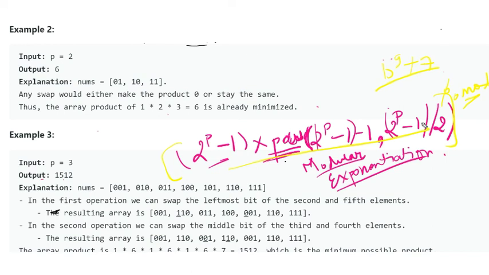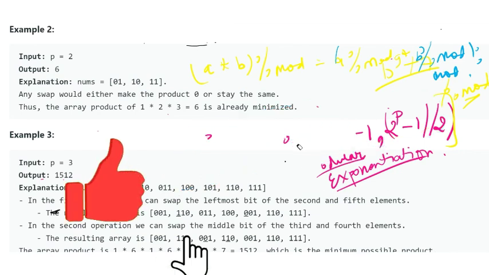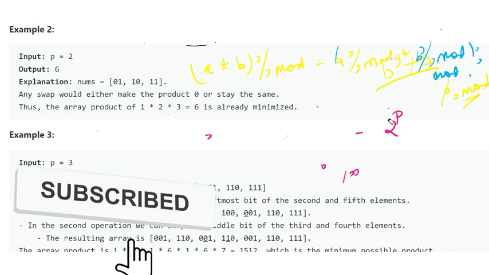So if we know the property of mod, then what is it? If it is a into b modulo mod, then it is nothing but a modulo mod into, let me change the color, it's not visible, b modulo mod, and then whole modulo mod. Okay, so this is the property of modulo. So we will apply the same thing here also, and then we will return the answer. Okay, so let's write a code for this.